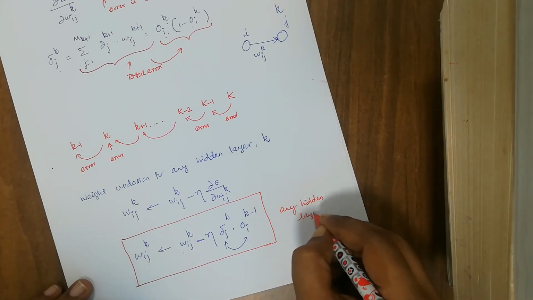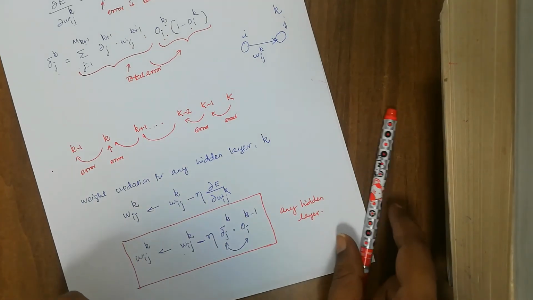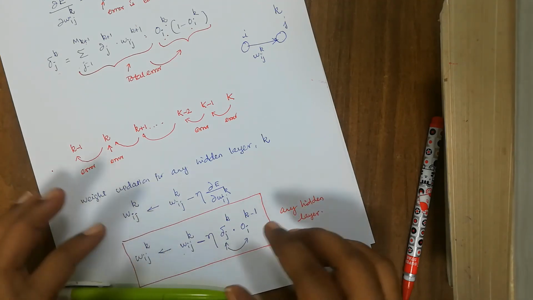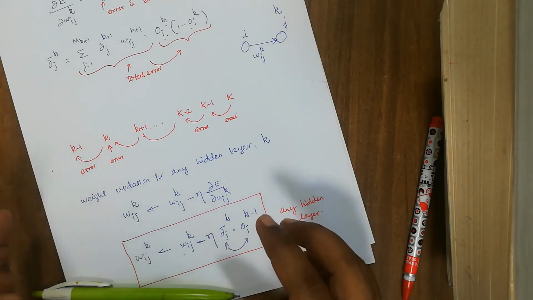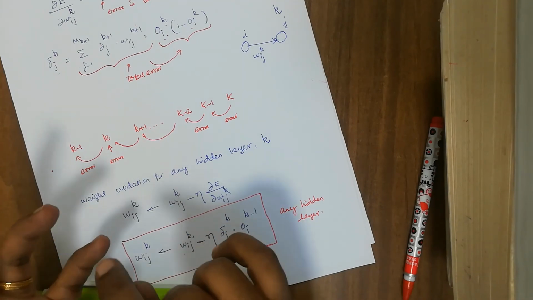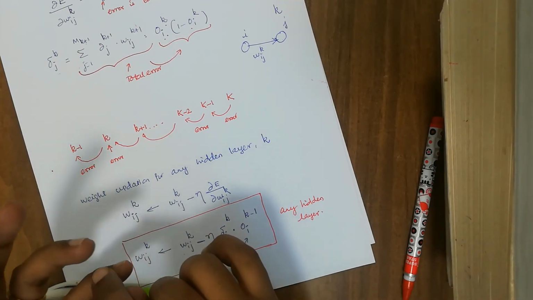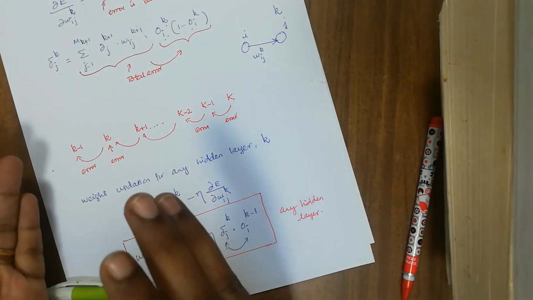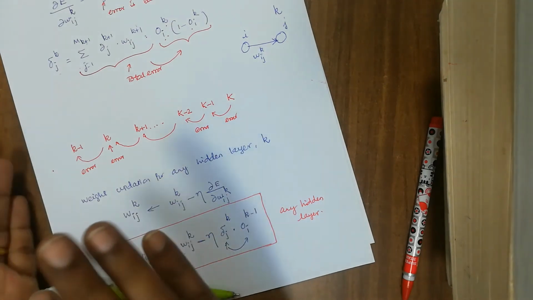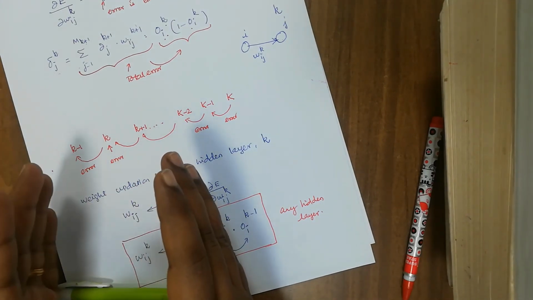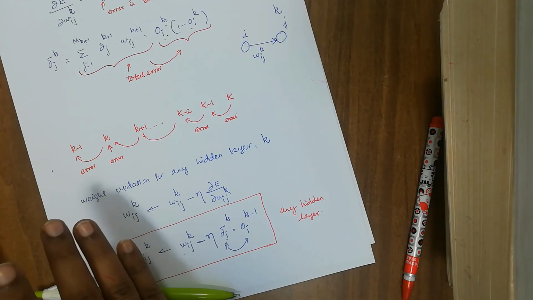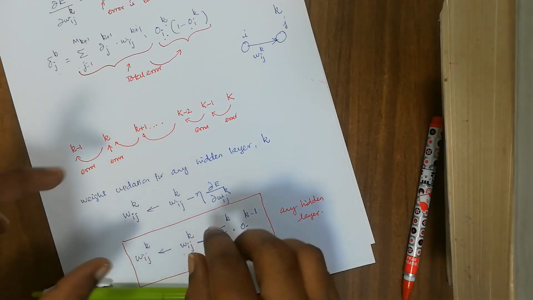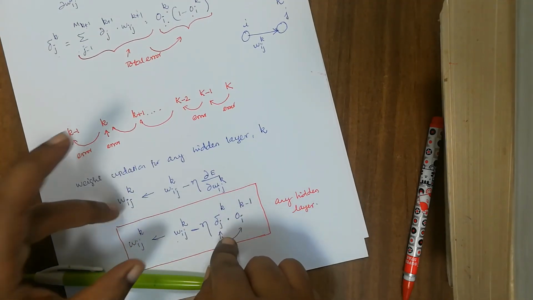With this, all the derivation for the multi-layer perceptron is completed. In short, what we have seen over 3 classes is that we have learned the weight updation rule at the output layer. We have updated the weight between k and k minus 1 and then k minus 1 and k minus 2, and then we have extended the same idea for generalization to any hidden layer represented as small k, and this is the weight updation rule for any hidden layer.